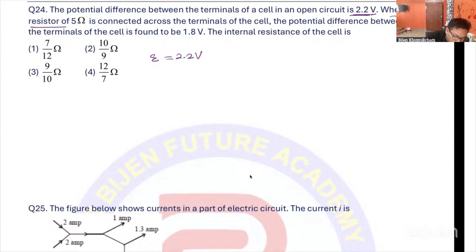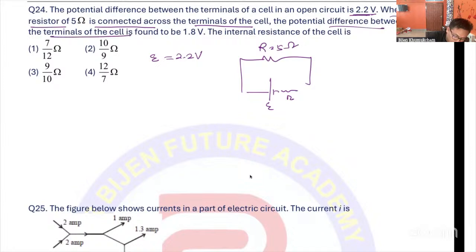When a resistor of 5 ohm is connected across the terminals of the cell, now a resistor of 5 ohm is connected across this cell, then the terminal potential difference comes out to be 1.8 volt. This terminal potential is the potential difference received by the external circuit, right? The internal resistance of the cell is? So how to find this?